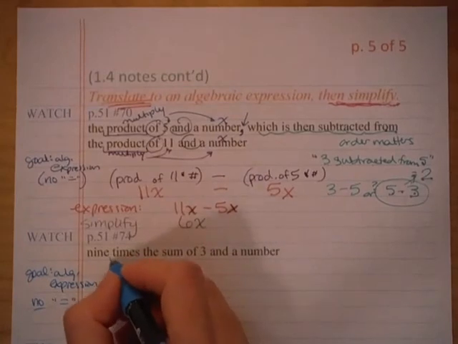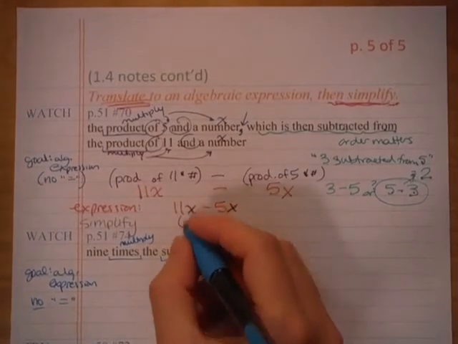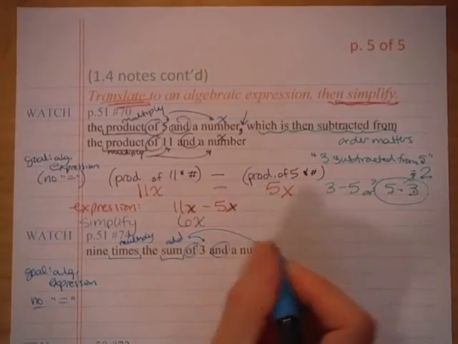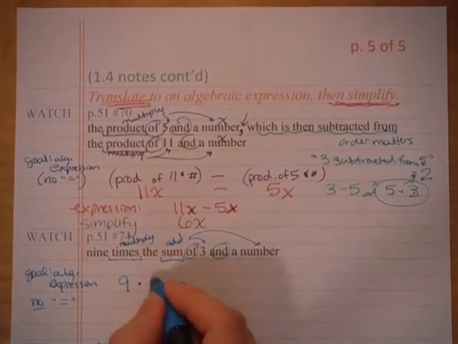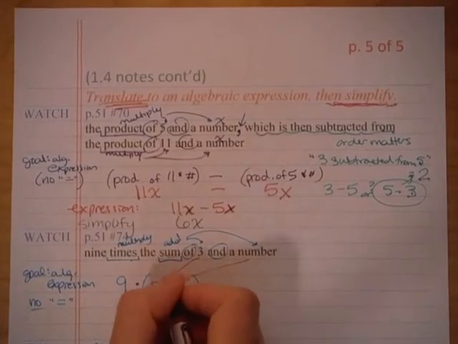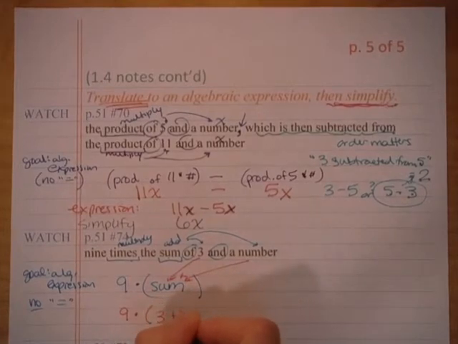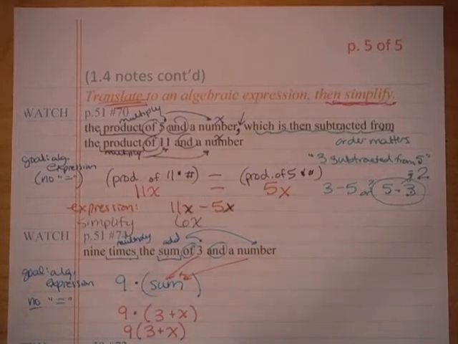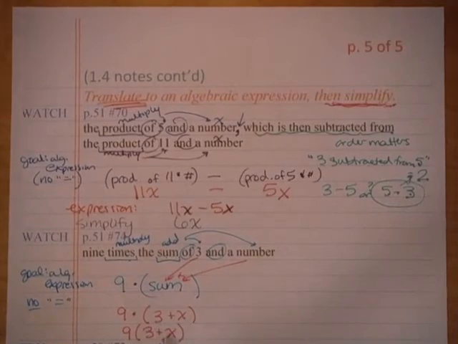So I'm looking at 9 times, obviously we're multiplying here. Sum, that tells me I'm going to add, and there's my lovely "of" and I'm going to be adding 3 and a number. So it's going to be 9 times the sum, whatever that sum is. Well, they tell us that the sum is 3 and a number. So it's going to be 9 times 3 plus x, or you can write that as 9 times x plus 3. Order doesn't matter with addition, so that would be fine too.